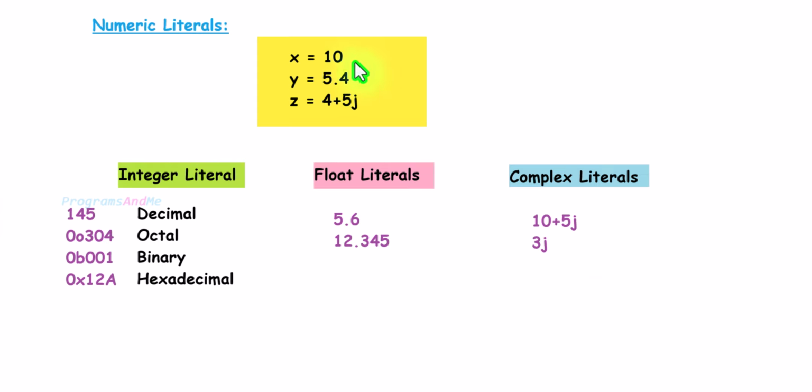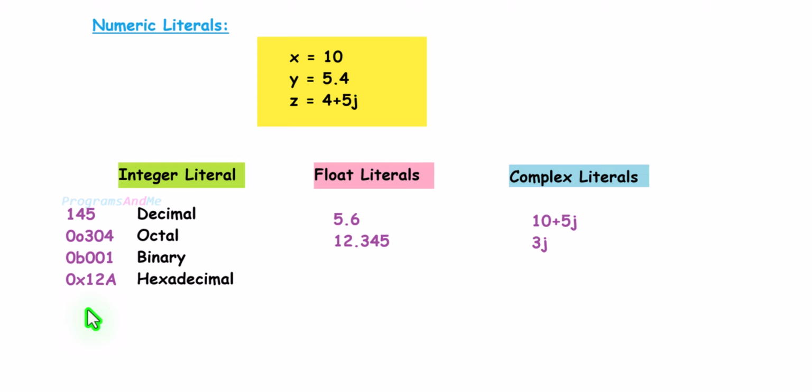And here you can see, 10 is a number and it is an integer. 5.4 is a number, it is a float number. 4 plus 5j is a number, that is a complex number. So we can divide numeric literals into three parts: integer literals, float literals and complex literals. Integer literals include positive and negative numbers including 0. And here are the examples: decimal number, octal number, binary number and hexadecimal number.